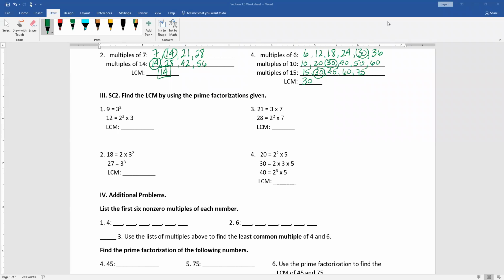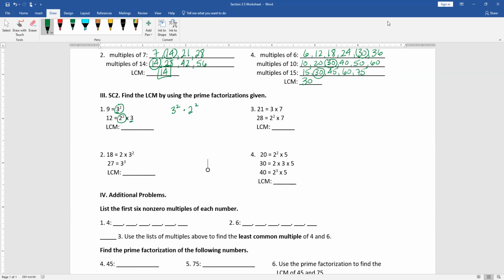Okay, so skill check 2 says find the least common multiple by using the prime factorizations given. For number 1, they've given us 9, which is 3 squared, 3 times 3, and 12, which is 2 squared times 3. We have a base prime of 3 in both, but the 9, the 3 squared, has the largest exponent with the base 3. And in 12, we also have a 2 squared, so we have to include that in our answer as well. So our least common multiple is 3 squared times 2 squared.